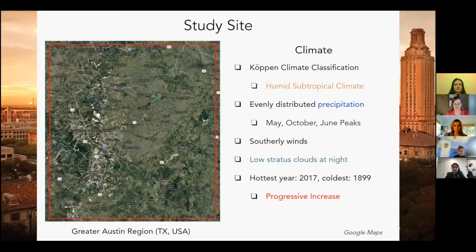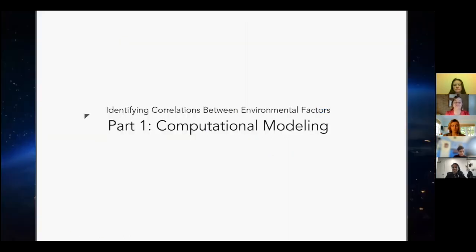We chose to study the greater Austin region in Texas, but don't worry, because Sam lives in California, I made sure to give her a hard time for not living in heat like we do down here in the Lone Star State.